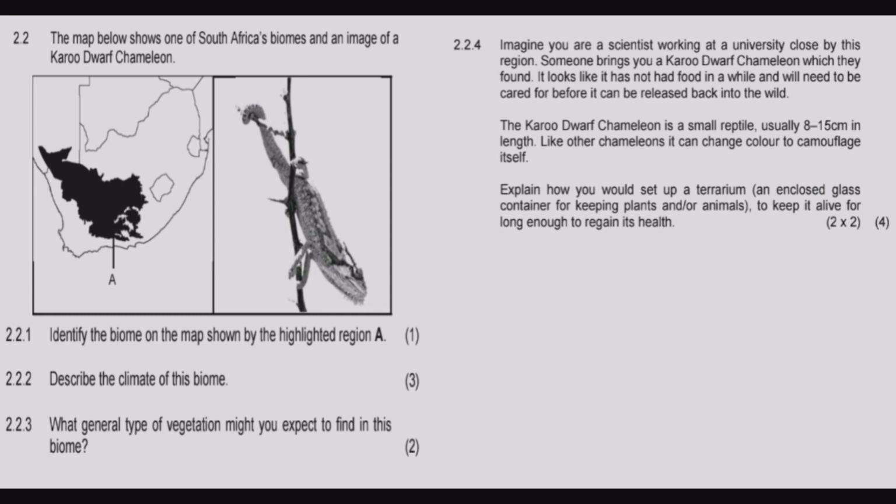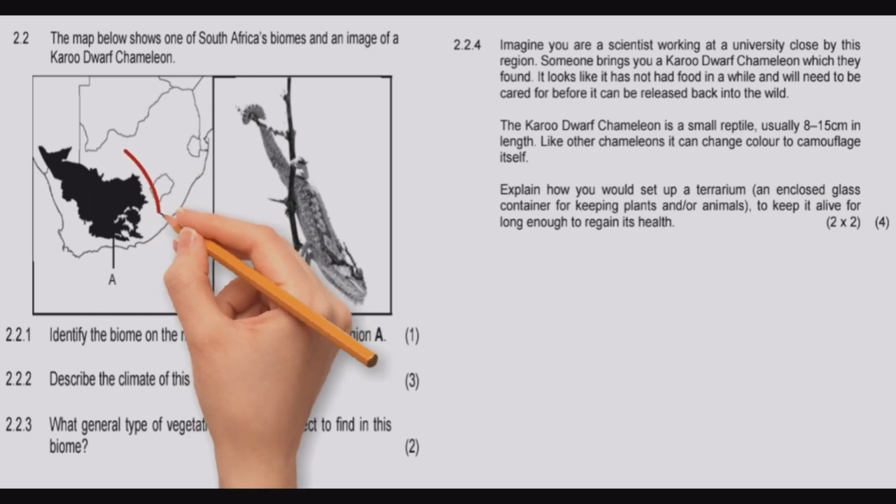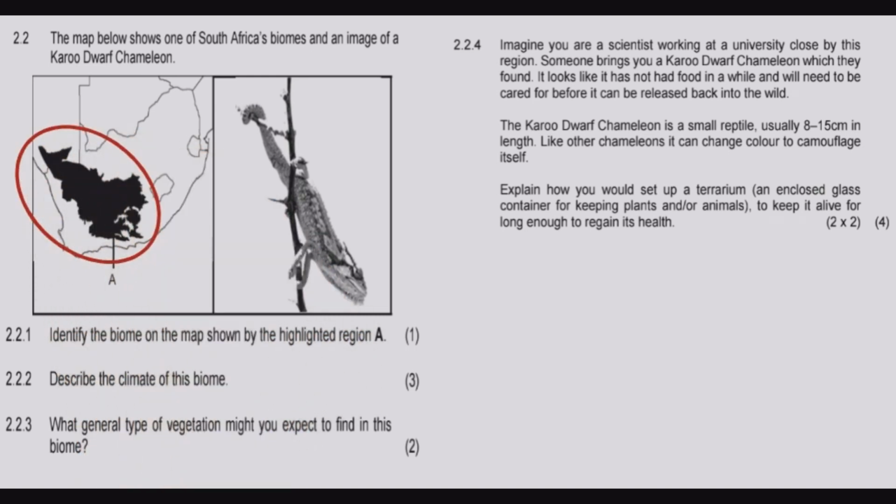Now we go to question 2.2.1. Identify the biome on the map shown by the highlighted region A. This is the highlighted area, and that A is Namakaroo.